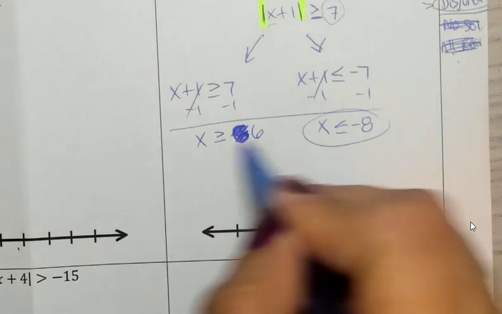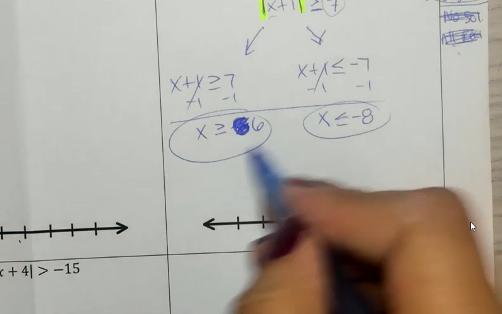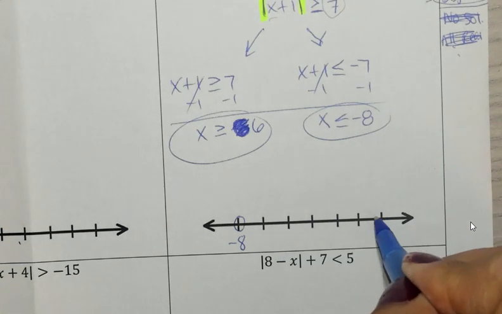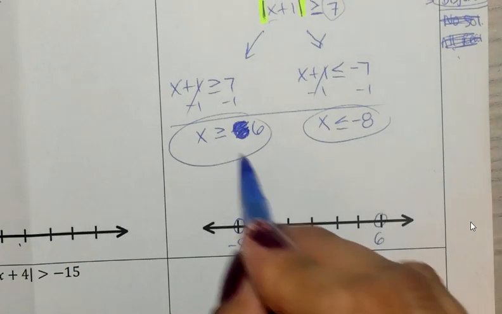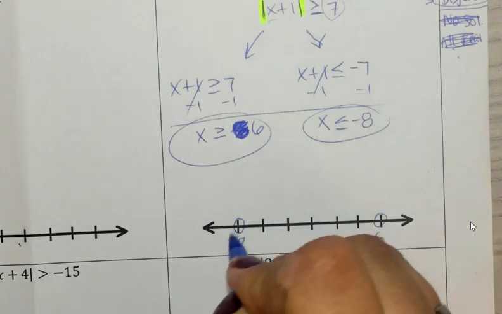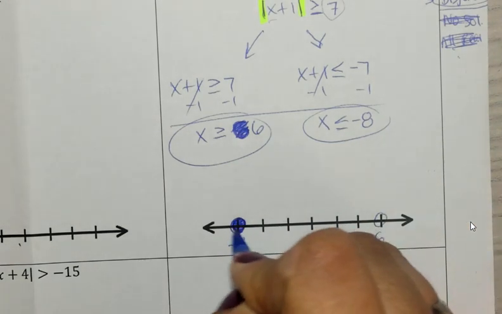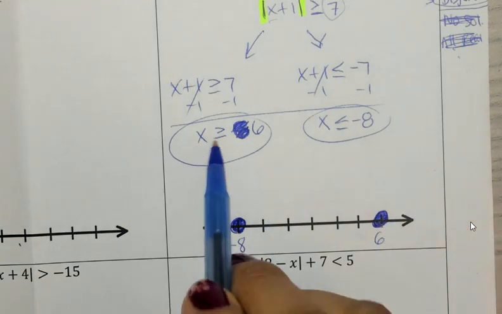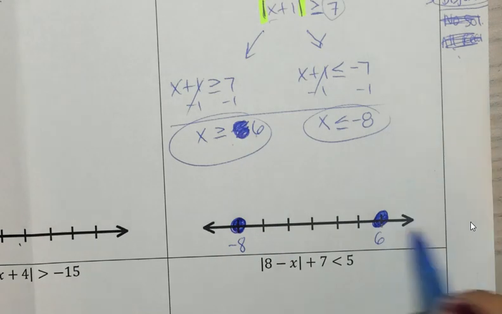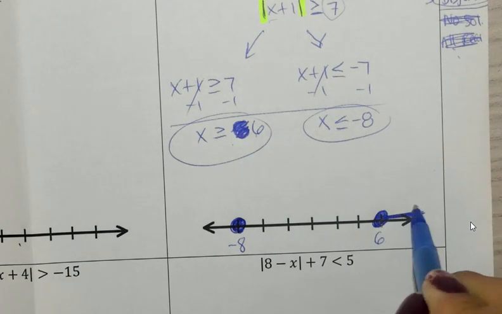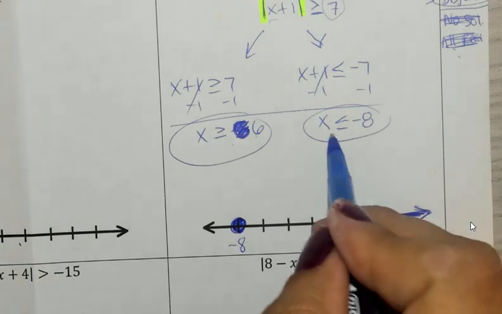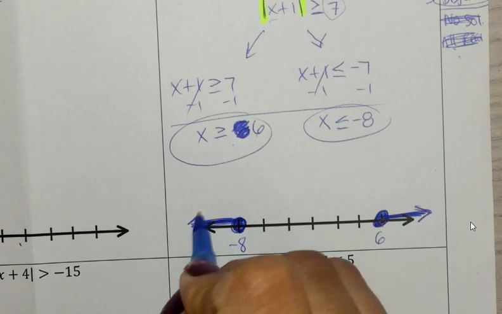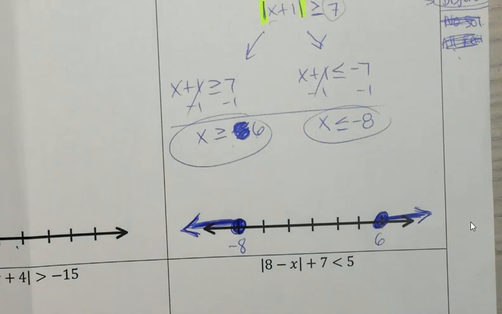So to graph this on the number line, negative 8 will be first. So I'll write negative 8, and let's say it goes all the way to 6. This is equal to for both of them, so that means both of them are filled-in circles. And then x is greater than or equal to 6, so anything greater than or equal to 6. And then less than or equal to negative 8, so anything less than or equal to negative 8.